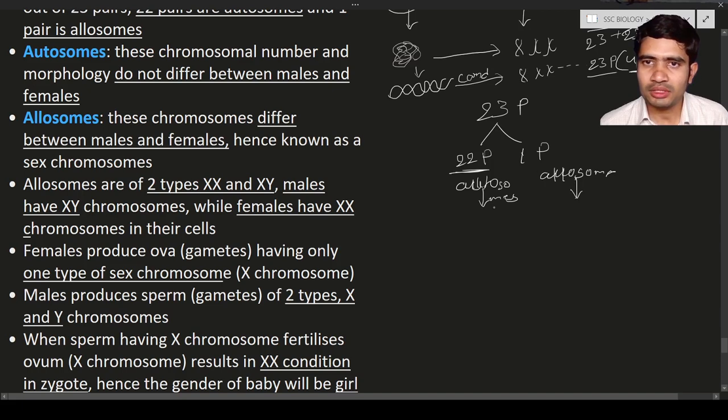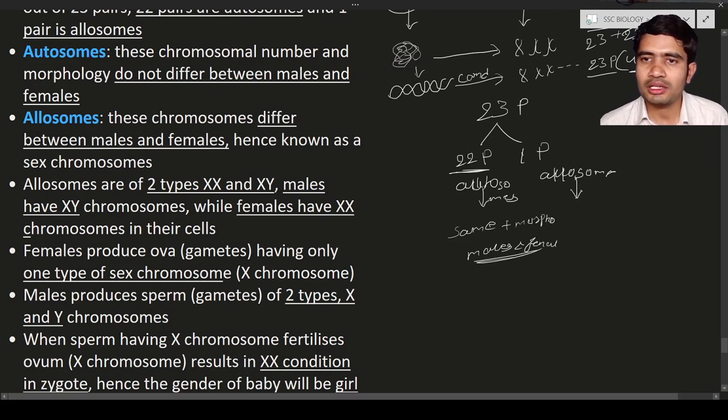Here you can see autosomes are the same. They have the same number and also the same morphology. What is meant by morphology? It is the external study. It means they have the same shape and the same content, in males and in females. In males and in females, the autosomes are the same. But coming to the allosomes, they are not the same.